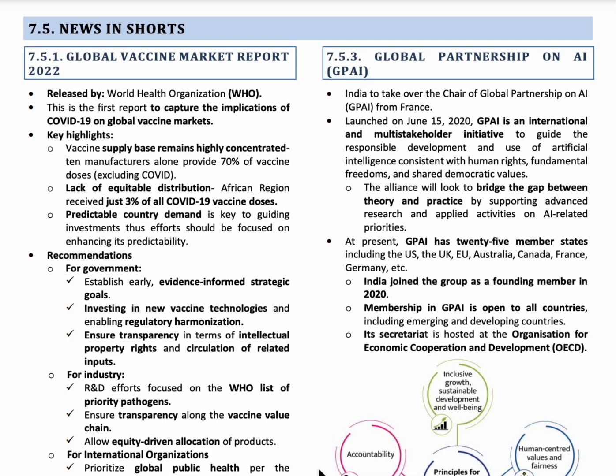The next topic is Global Partnership on Artificial Intelligence, AI. So it is an international and multi-stakeholder initiative to guide the responsible development and use of artificial intelligence consistent with human rights, fundamental freedom and shared democratic values. So it was launched in 2020 and consists of 25 member countries. So India is going to chair the Global Partnership on Artificial Intelligence from France.